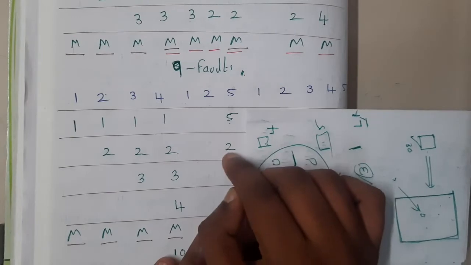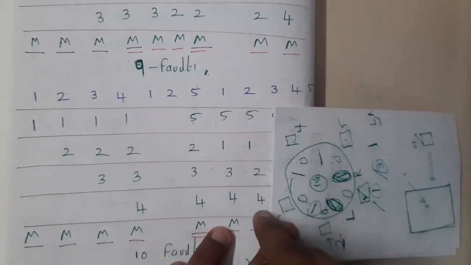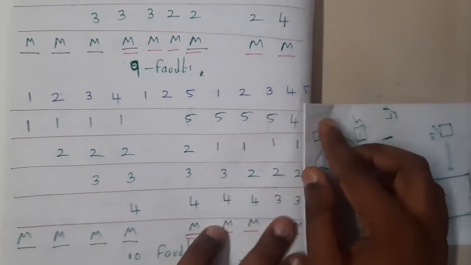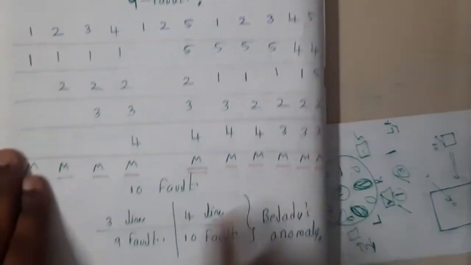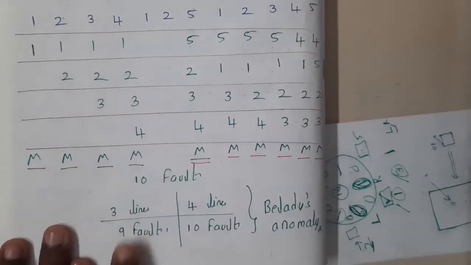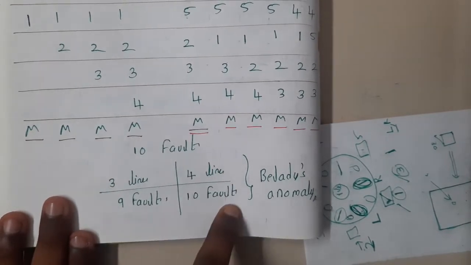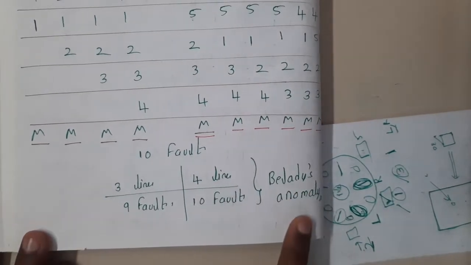Okay, so 1 is gone. So in place of 2 you will place 1. In place of 3 you will place 2. In place of 4 you will place 3. In place of 5 you will place 4. In place of 1 you will place 5. In that way, if you observe here, we ended up with 10 faults, guys. So with the 3 frames we got 9 faults, with the 4 frames we got 10 faults. So indirectly this is the thing, right? This is what Belady's anomaly explains.